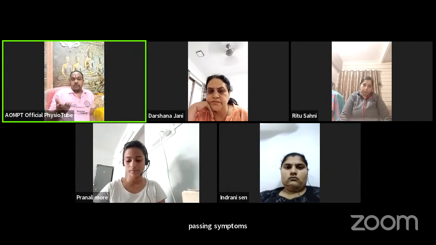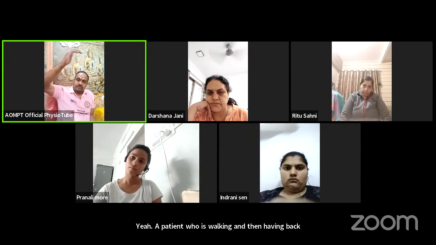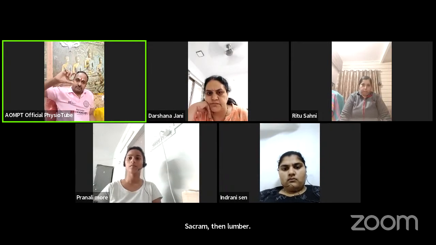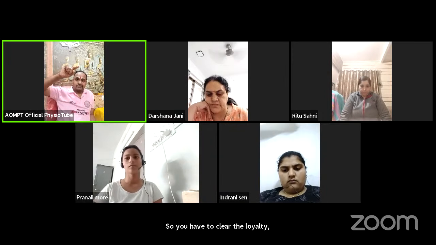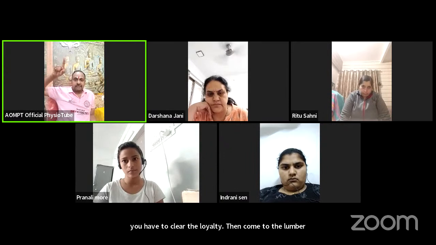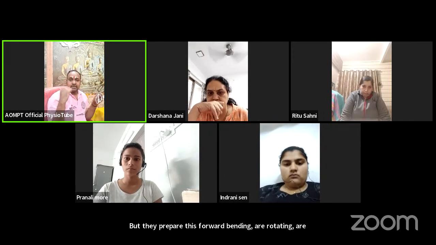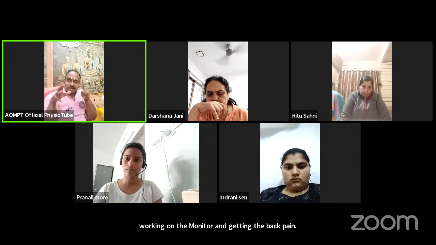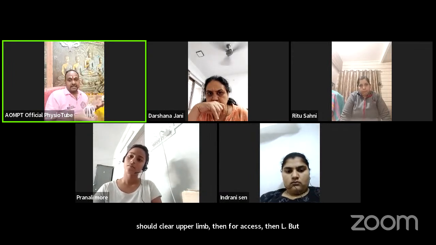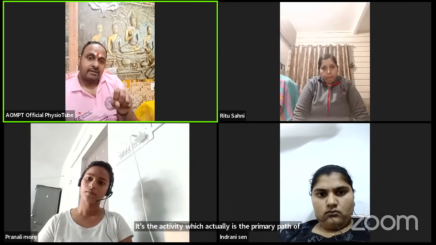A patient who is walking and then having back pain is lower extremity, sacrum, then lumbar. So you have to clear the lower limb, pelvis, then come to the lumbar. But if a patient is forward bending or rotating or working on the monitor and getting the back pain, you should clear upper limb, then thorax, then lumbar. It's the activity which is the primary pathomechanic that you should analyze.